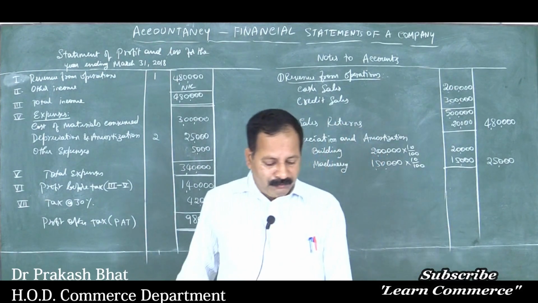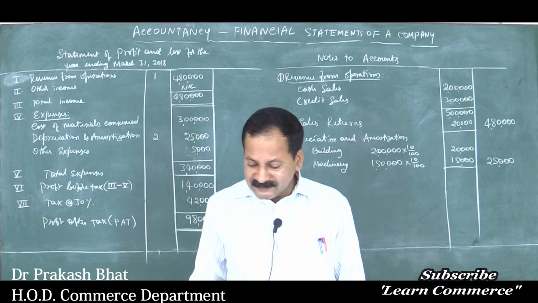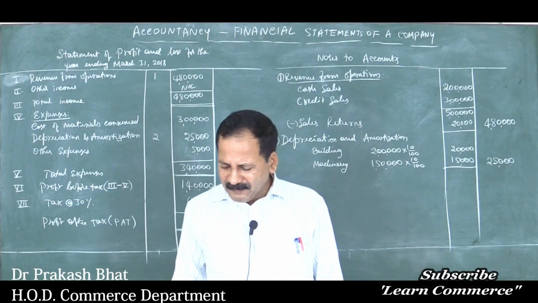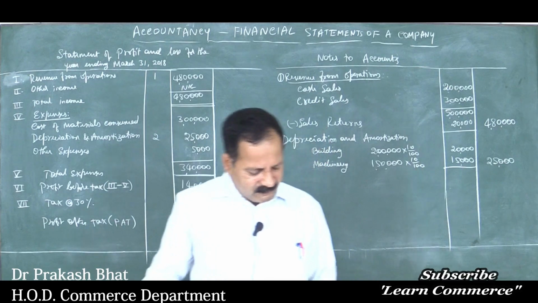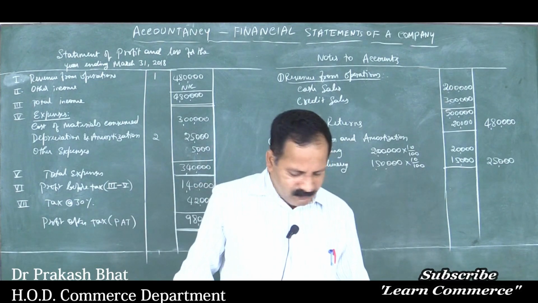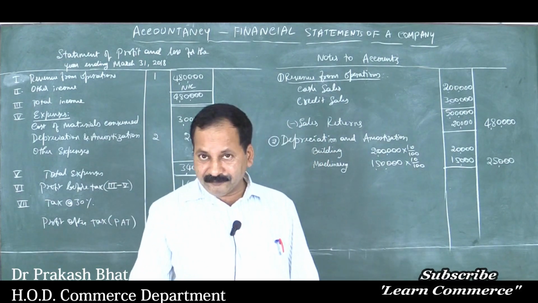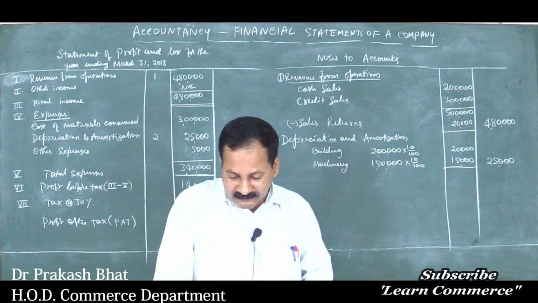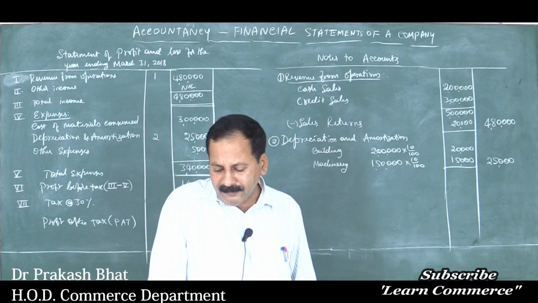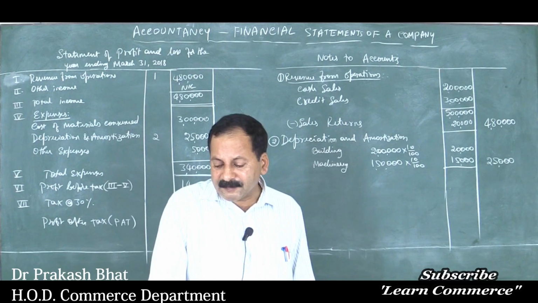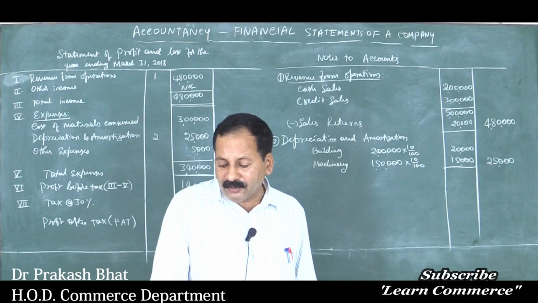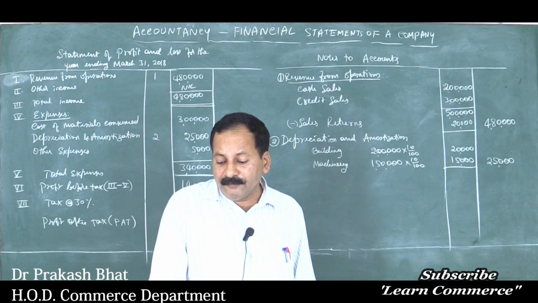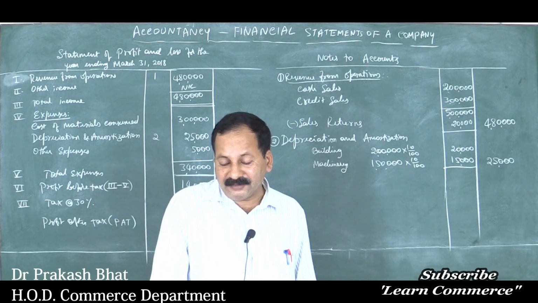Now let me move on to the next problem. It is a very simple problem, so let me solve it. Problem number 5. Take down. Open the book and see problem number 5. From the following balances, prepare statement of profit and loss for the year ending 31st March 2018 as per Schedule 6 of Companies Act 2013.